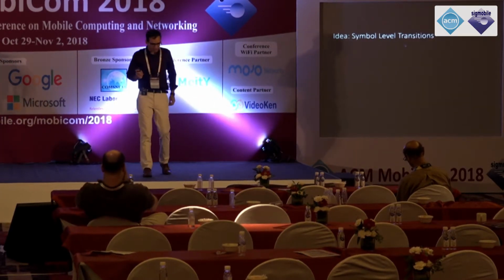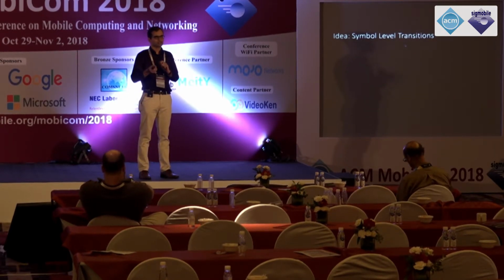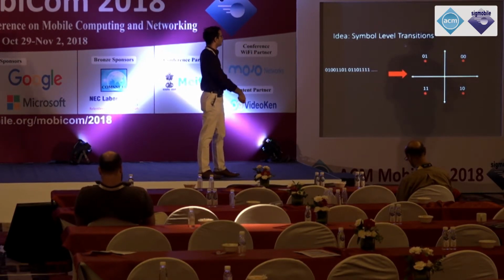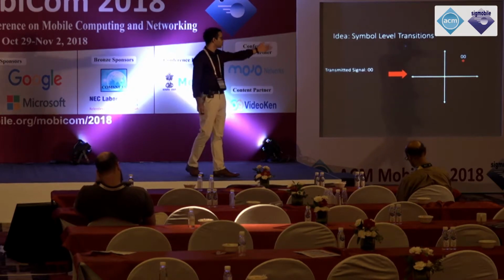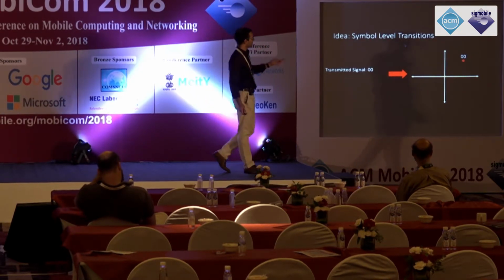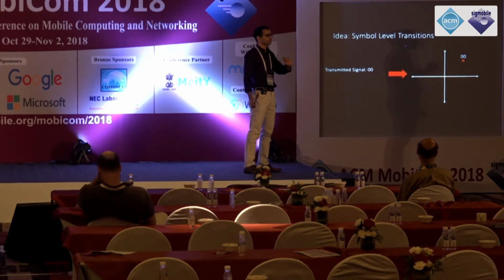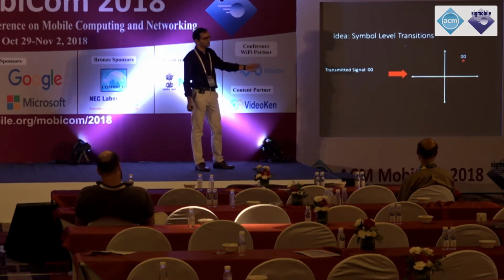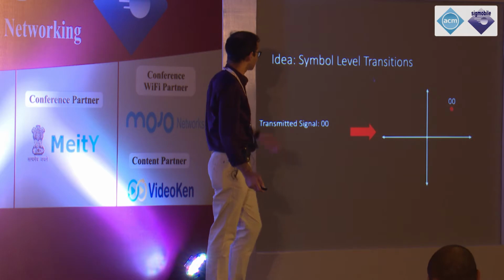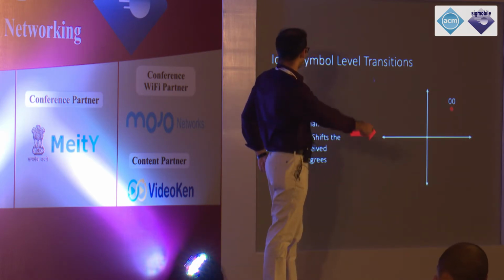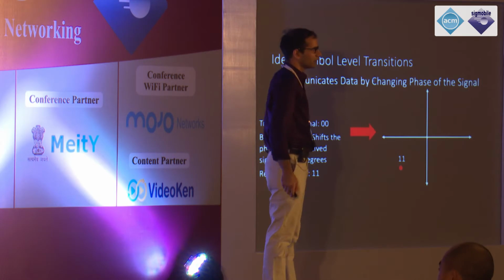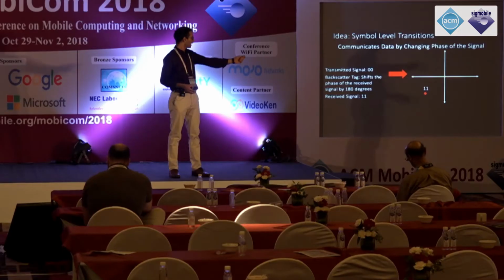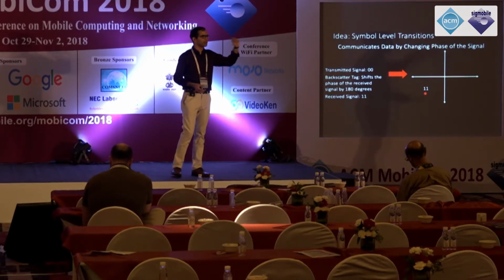The idea that some of these papers have proposed is that you can do symbol level transitions. Recall that there's a sequence of complex symbols that we are transmitting, and these complex symbols have different representations. Let's say I want to transmit symbol 0, 0, which is the original transmitted symbol. By changing the shape of the symbol, I can see what the backscatter signal is. The backscatter signal will change the phase of this transmitted signal, and move it from 0, 0 to this location 1, 1. You can do arbitrary phase shifts; I'm using 180 degrees here as an example. And by either changing the phase or not changing the phase, you can communicate bit 1 or bit 0.